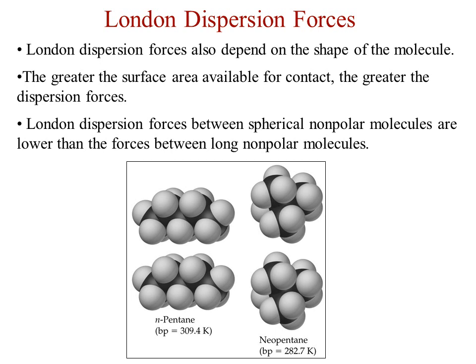N-pentane is the one that is more linear, so its boiling point is going to be a little bit higher because there's more area for this London dispersion force to exist compared to neopentane, which is sort of balled up pentane. The less surface area has less.